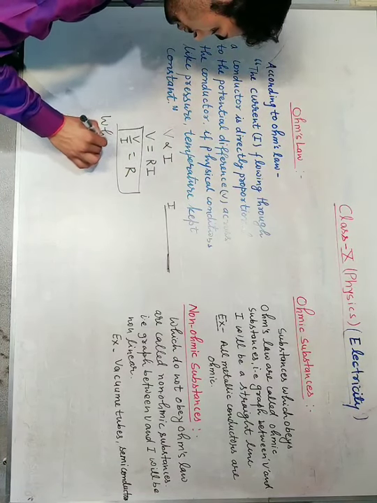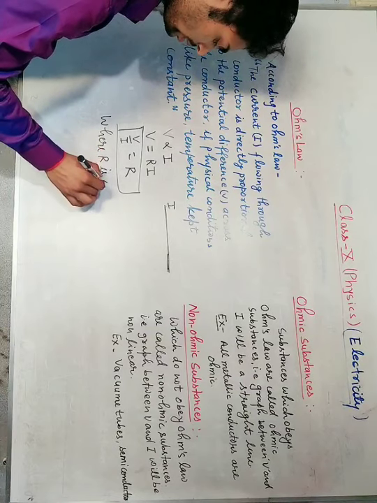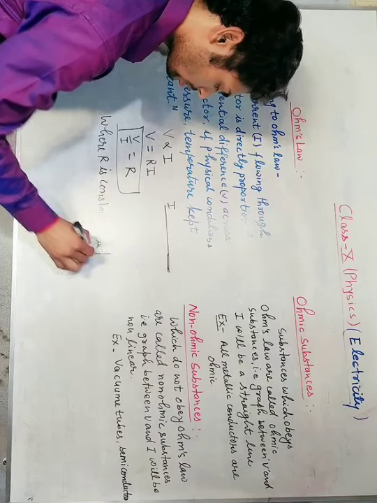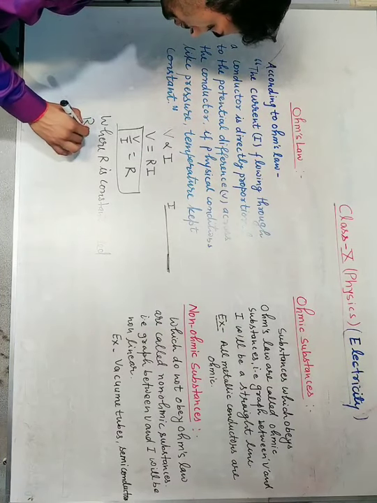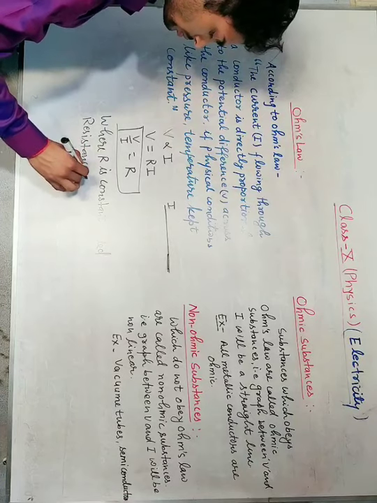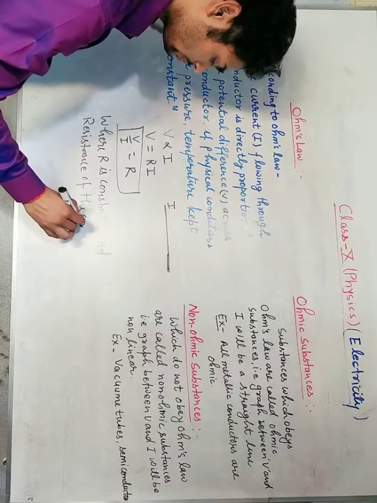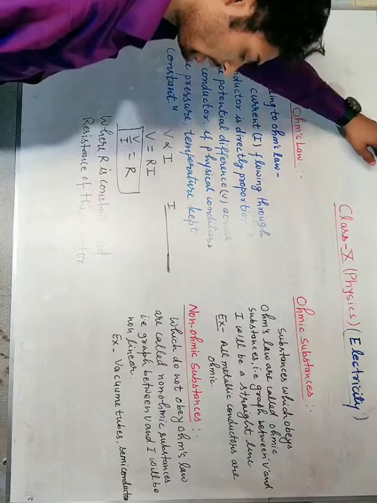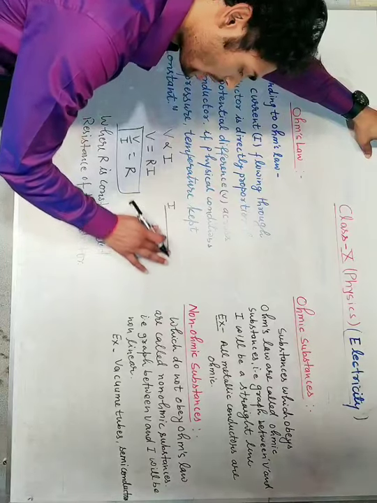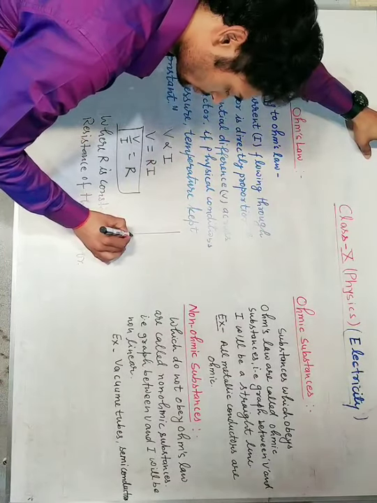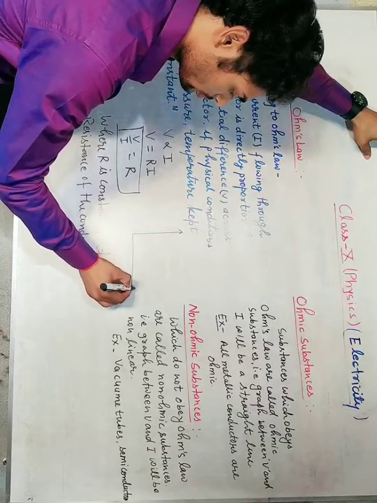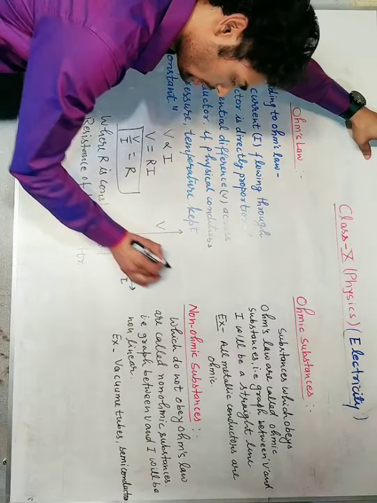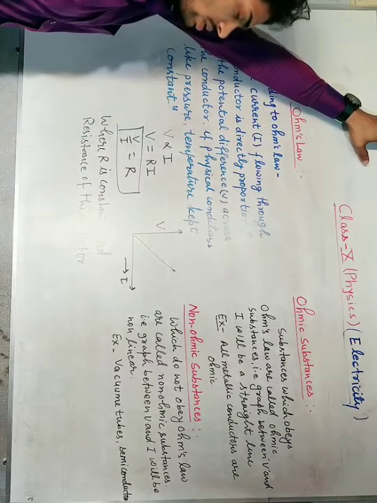where R is a constant called the resistance of the conductor. The graph between current I and potential difference V is always a straight line. The graph between V and I is always a straight line.